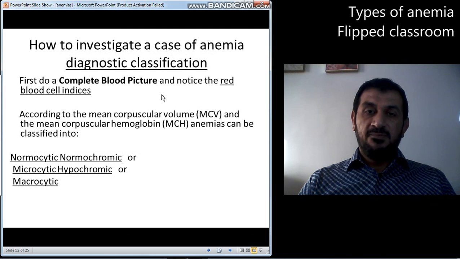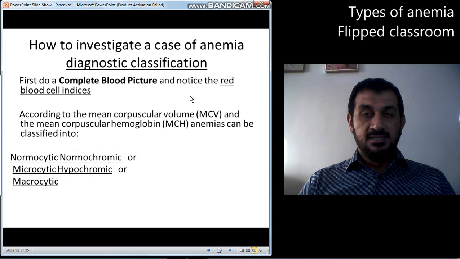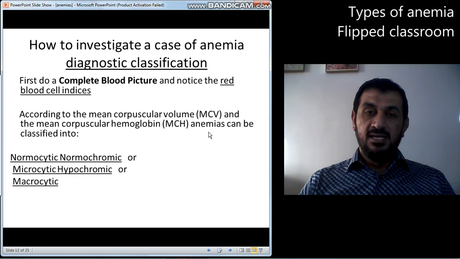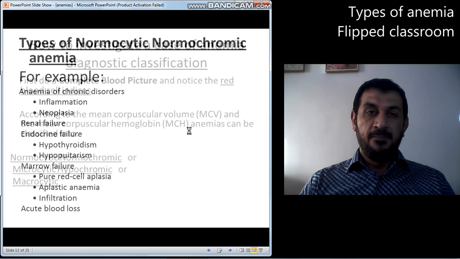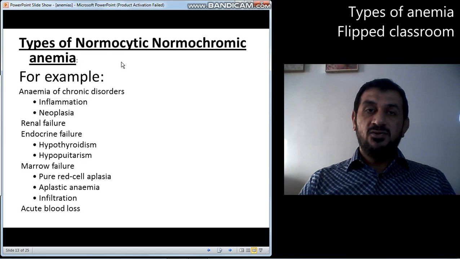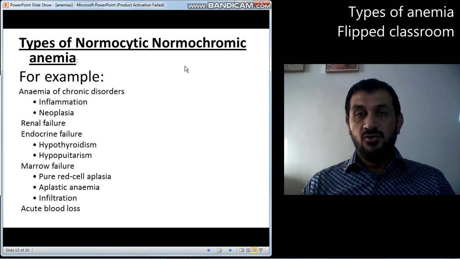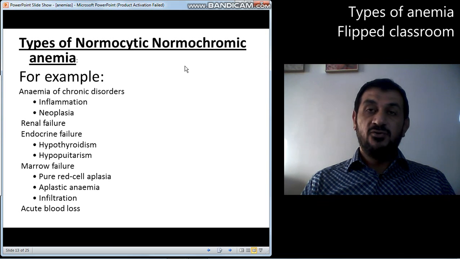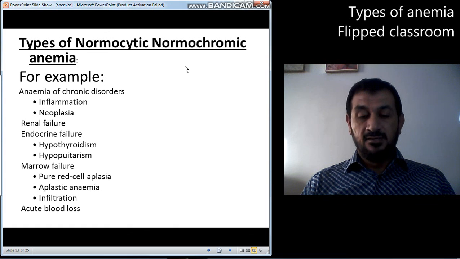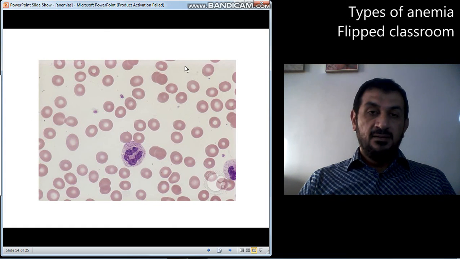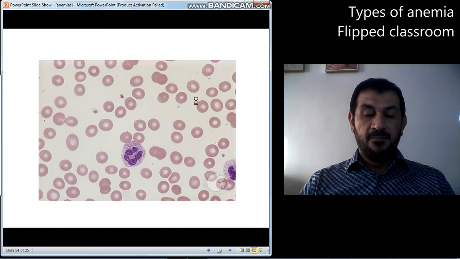First, we do a complete blood picture and notice the RBC's indices, the mean corpuscular volume and mean corpuscular hemoglobin. The first type is normocytic normochromic anemia, where MCV and MCH are normal. It may be due to anemia of chronic diseases, or organ failure, or acute blood loss. And this is a picture of normocytic normochromic RBCs.